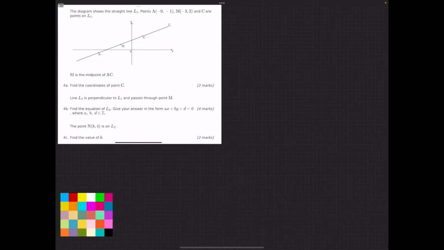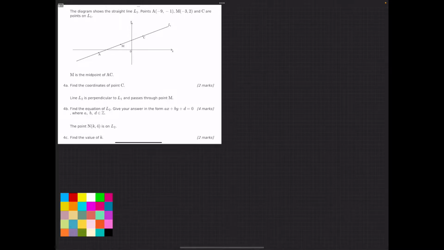Alright everybody, let's look at question 4. This is a straight line. They're giving us a midpoint and they're asking us to find one of the endpoints, and then they ask us to use some of that information to create an equation of a line, it looks like. So let's read the question, see what we can do with it.